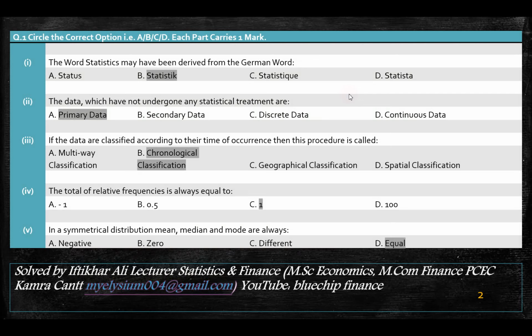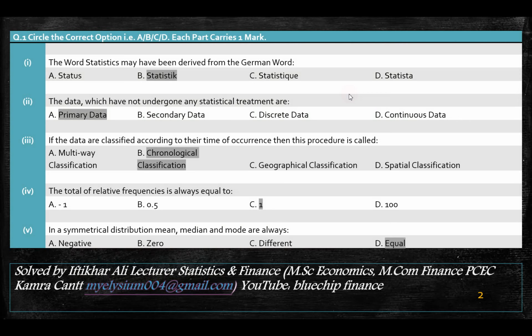First MCQ: the word statistics may have been derived from the German word. Correct option number B, statistik. Second objective: the data which have not undergone any statistical treatment. Correct option is primary data. MCQ number 3: if the data are classified according to their time of occurrence, then this procedure is called, option number B is correct option, chronological classification.